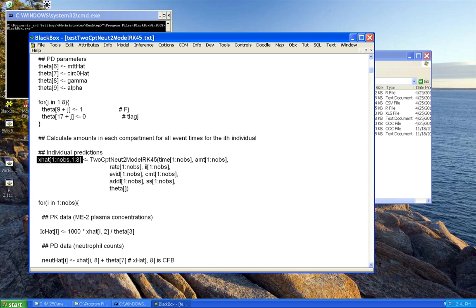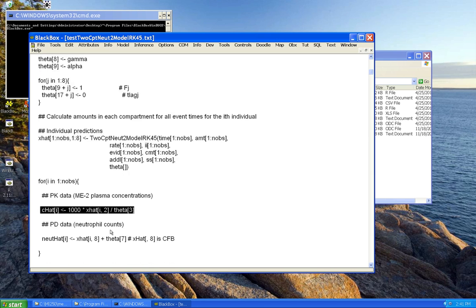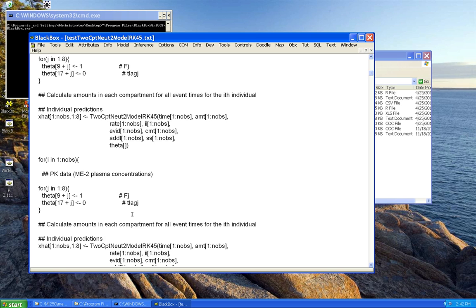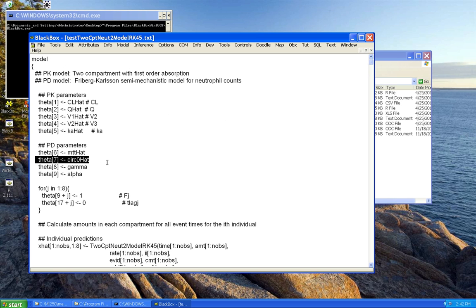Down here I also generate the concentration in the central compartment and our neutrophil counts. Now recall that all of the amounts for the PD side of the model were changed from baseline, in other words changed from circ 0. So when I calculate the actual neutrophil count, I have to remember that this amount in compartment 8 is actually a change from baseline. If I want the neutrophil counts themselves, I have to add back in the baseline value, which in this case corresponds to theta 7, you can see right up here, that's our baseline value.